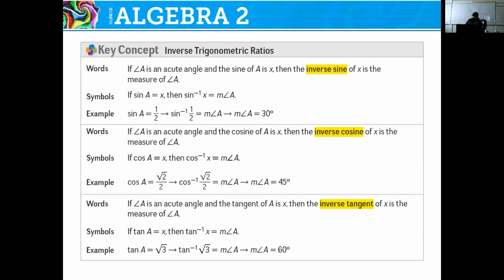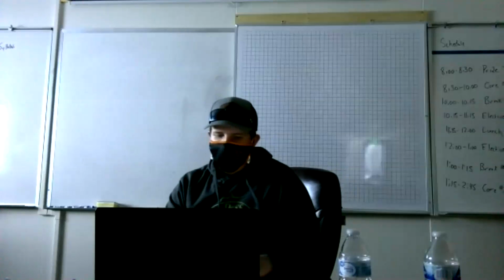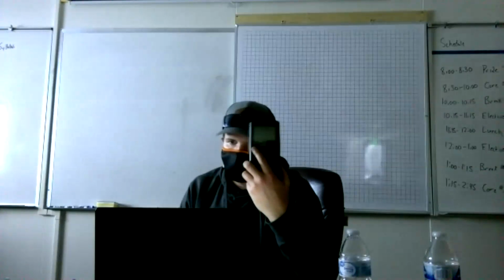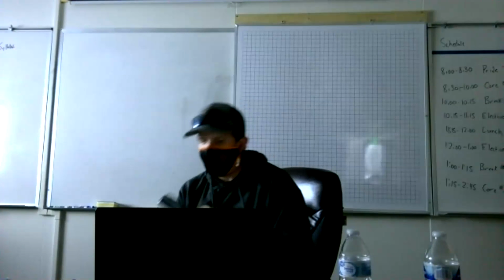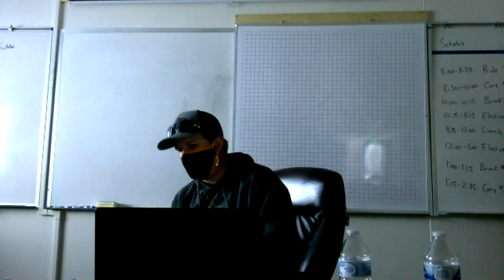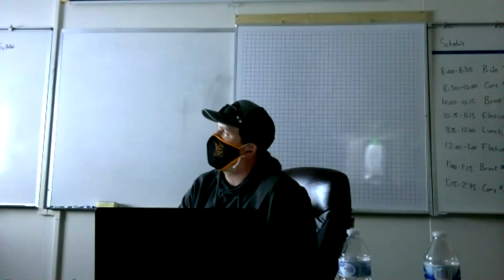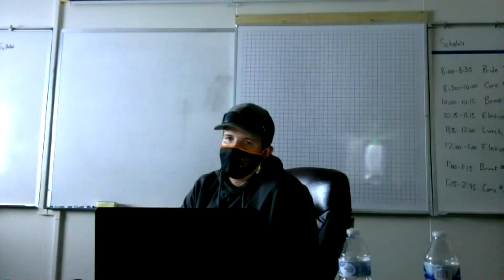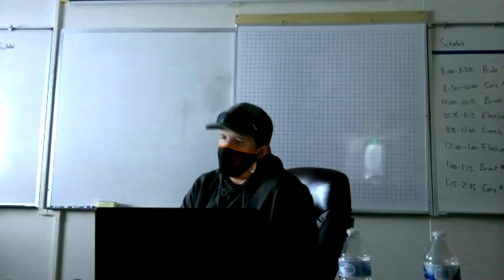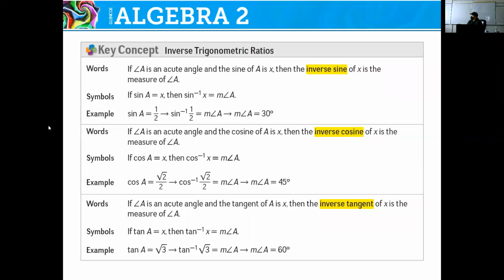The thing to remember is that to access the inverse sine, inverse cosine, and inverse tangent, you have to press second, which is right above sine, cosine, and tangent. You can see in the yellow it has sine inverse, cosine inverse, and tangent inverse. Your calculators are going to be very beneficial for you as we go forward.